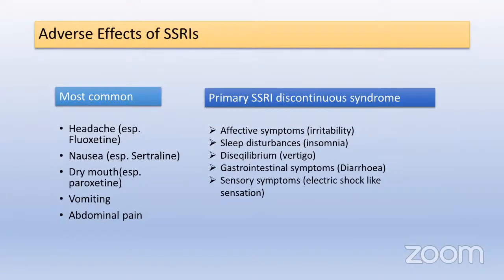When it comes to adverse effects, excessive stimulation of serotonin receptors in the brain may lead to insomnia, increased anxiety, and irritability. Excessive stimulation of serotonin receptors in the gastrointestinal tract, as well as in the central nervous system, may lead to nausea, vomiting, and diarrhea.